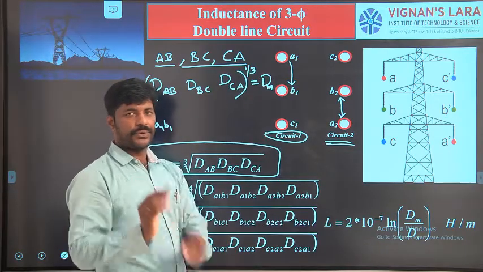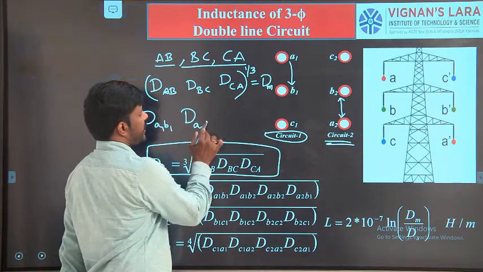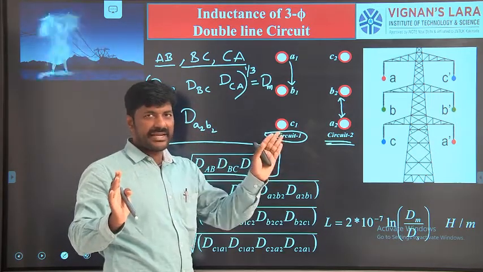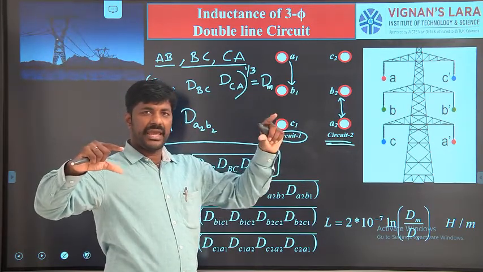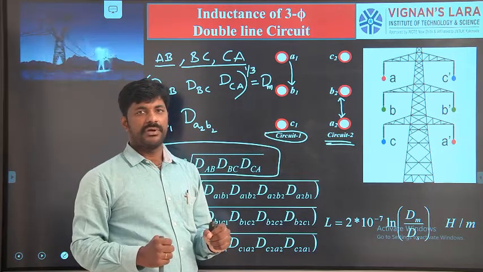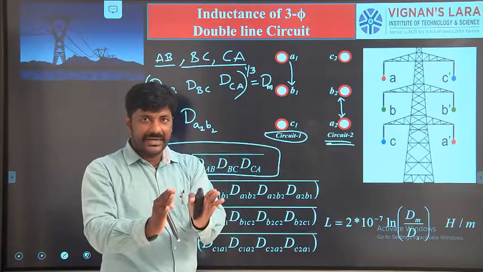For circuit 2 alone, what is that? Distance between A2 and B2. I have seen circuit 1 separately and circuit 2 separately, with mutual conductors called AB, that is A1 B1, and here A2 B2. But those two are not isolated. Those two are placed on the same tower.